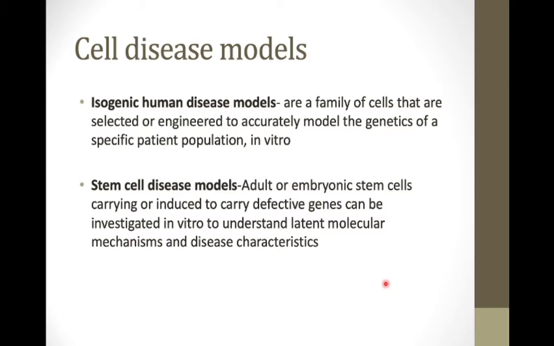Focusing now on cell disease models. We have different types of models, and here are some examples. Isogenic human disease models are a family of cells that are selected or engineered to accurately model the genetics of a specific patient population, and this is done in vitro. Isogenic also means that they have the same genetic background.